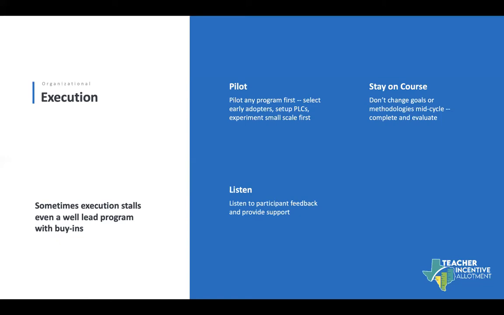One of the things that we always recommend is don't try to shoot for the stars if you've never used video. Start with a small pilot program. Get your early adopters or a few PLCs working together and creating the videos and exchanging the ideas and testing out some of the processes that you want to implement on a larger scale. Always stay on course. If you have a cohort and you've developed the methodologies and you are progressing toward a certain goal, don't change things mid-cycle.